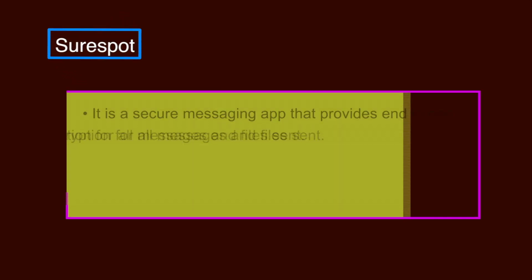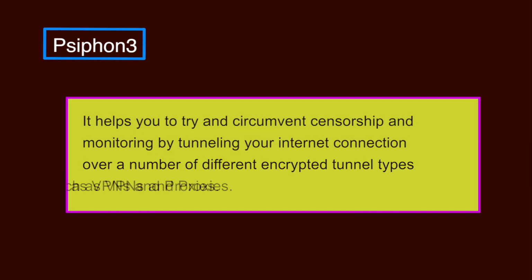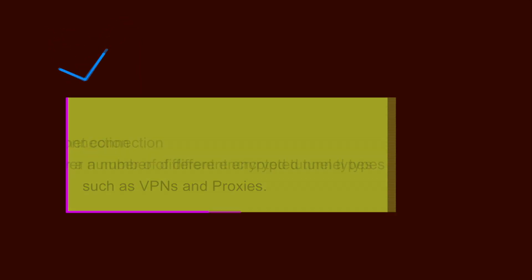SureSpot. It is a secure messaging app that provides end-to-end encryption for all messages and files sent. No personal details like phone or email are required for registration. Psiphon 3. It helps you to try and circumvent censorship and monitoring by tunneling your internet connection over a number of different encrypted tunnel types such as VPNs and proxies.